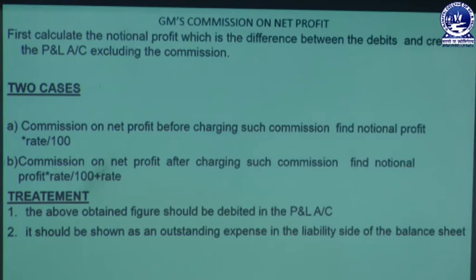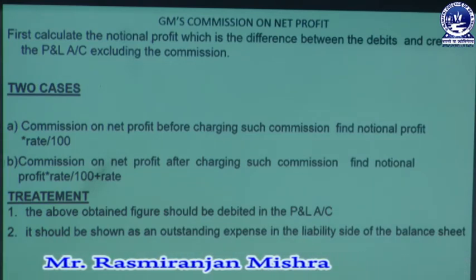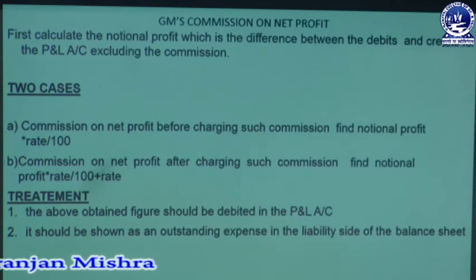Then the next adjustment item, that is general manager's commission on net profit. How the commission on a net profit is calculated, and if it is given outside the trial balance, what will be the adjustment made? First, calculate the notional profit, that means which is not the actual profit, but before charging commission, what the expenditure is there, we have to deduct that amount of expenditure from the amount of income, and that balance or result amount is called as a notional profit.